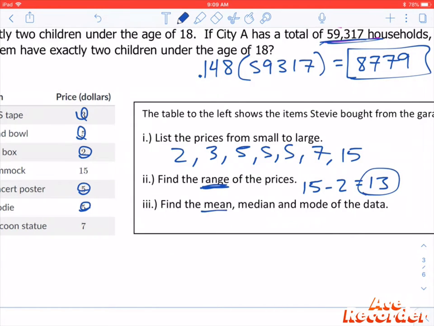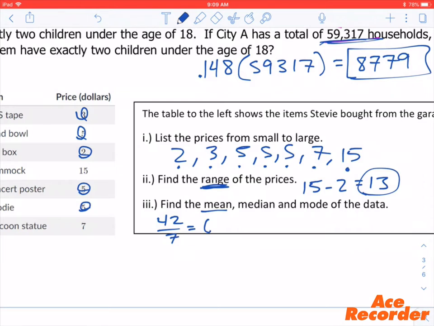Find the mean. Mean is when you take the average. So we need to add them up. So we've got 2 plus 3 is 5. 2 plus 3 is 5. Plus 5 is 10, 15, 20, 27, and then 42. So 42 divided by how many we have, which is 7, which gives us 6. And that would be our mean.